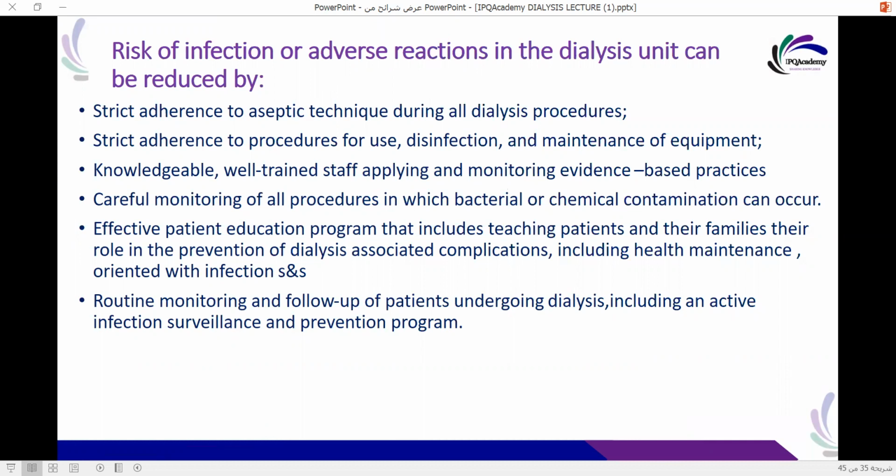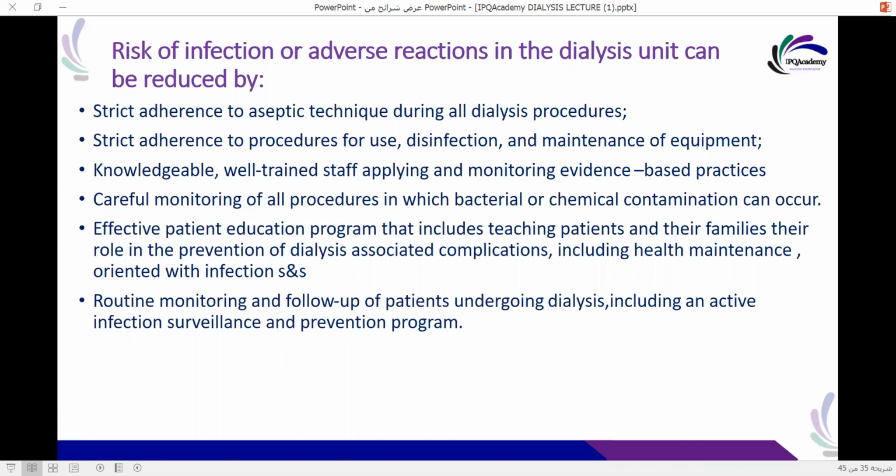Firstly, strict adherence to aseptic technique during all dialysis procedures. Strict adherence to procedures for use, disinfection, and maintenance of equipment used inside the unit. Knowledgeable, well-trained staff applying and monitoring evidence-based practices. Careful monitoring of all processes in which bacterial or chemical contamination can occur.